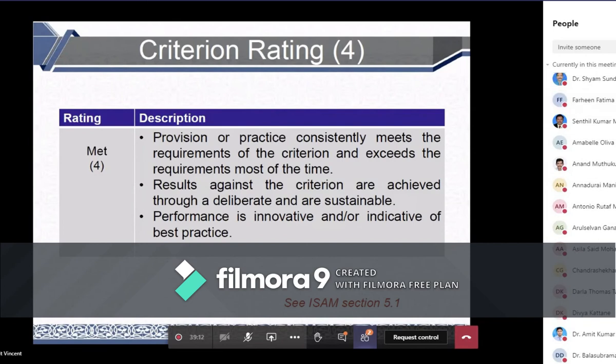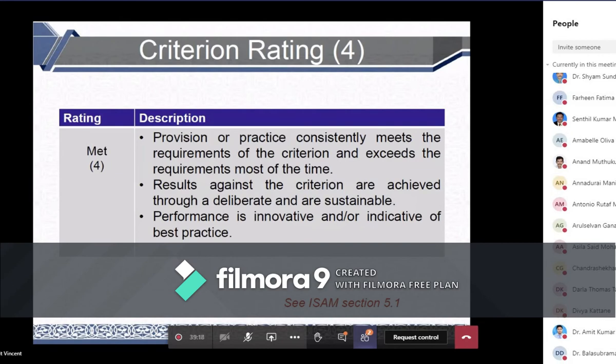Results against this criteria are achieved through deliberate and sustainable things. That means it should not be by chance. It should come by a mechanism or a process. Then the performance is innovative. That means once you achieve a particular goal, you don't just stay there. Have you done anything innovative or indicative of the best practices and gone forward to improve that same thing? So over a period of 7 years, what are the innovations that you have done after achieving a result? That will give you the met criteria rating of 4.